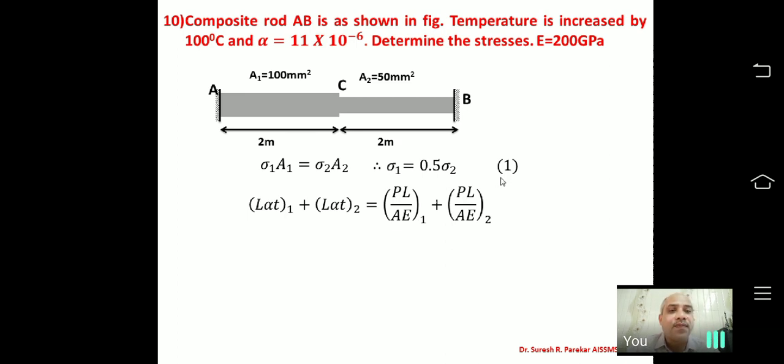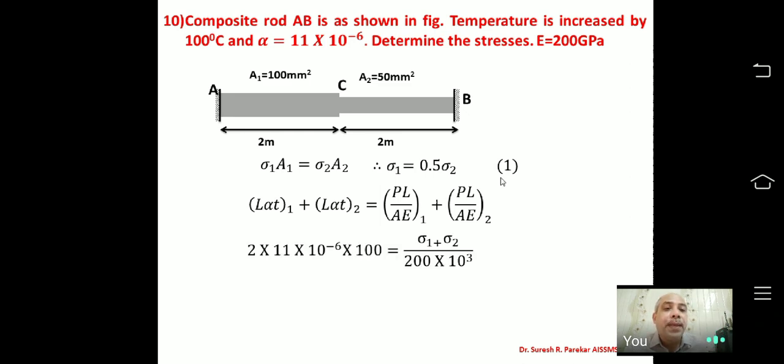Now whatever L alpha T1 and L alpha T2 we have, that much we have to prevent by force P, and therefore we have PL upon AE1 plus PL upon AE2. Now as temperature is increasing, automatically the force developed is compressive. My deformation is tensile, there is an increase in the length. So to prevent it, we should have a decrease, and therefore stress will develop as compressive. So L alpha T1 plus L alpha T2 equals PL upon AE1 plus PL upon AE2.